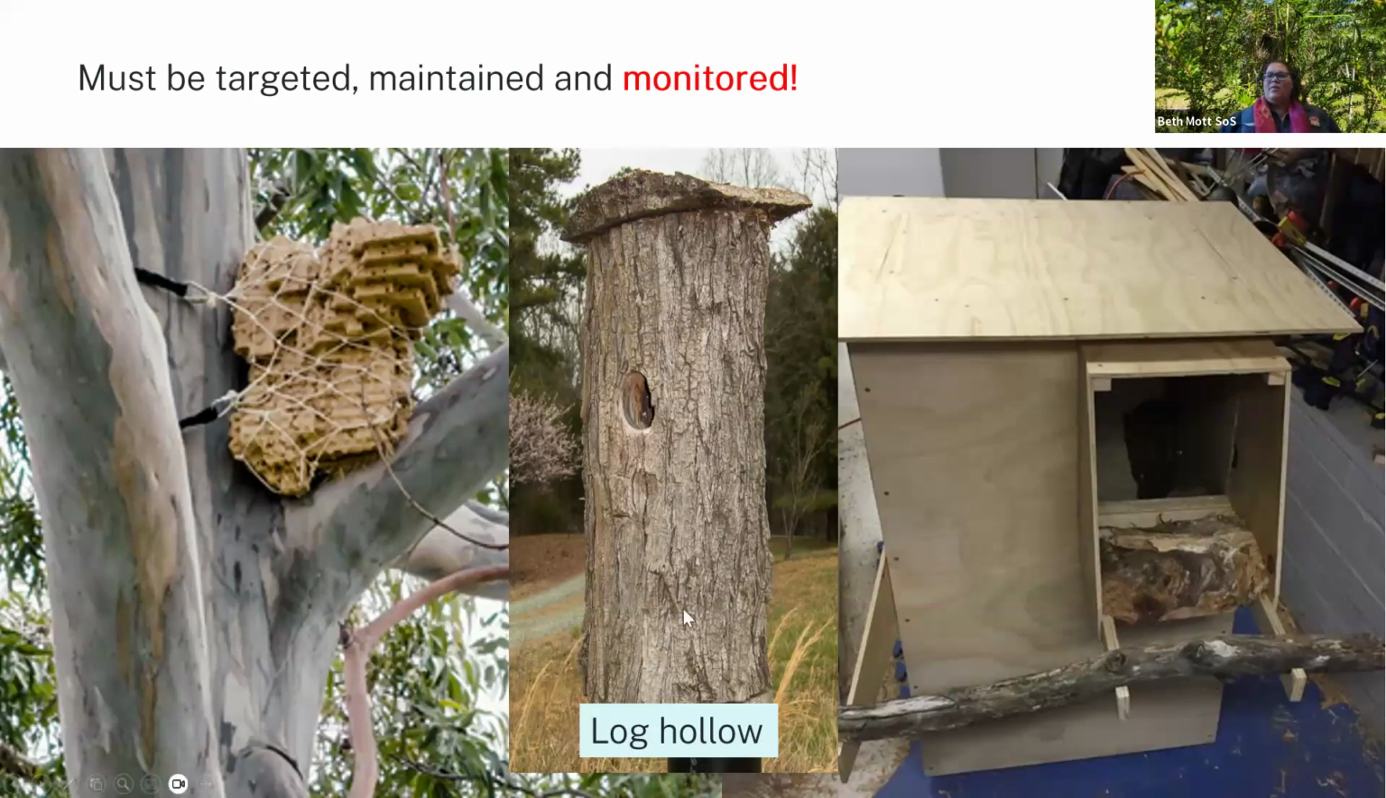Log hollows seem to be very popular, and this might be something that you would do if you had a tree with a hollow come down in your place. You could cut a section of that off, create a base plate, create a top and an entrance hole, and pop that back up into another tree that was living.